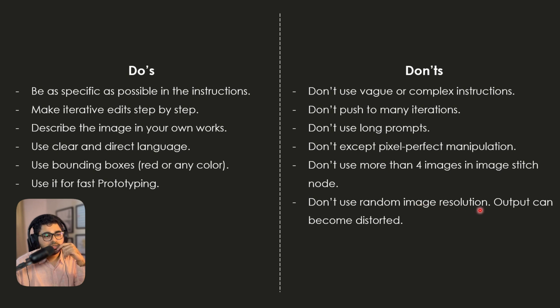Don't use random image resolution. Output will become distorted. For example, let's say you have a resolution of 1:1.5. AI does not understand that, because this model is not, like I said, going through a K-sampler or a decoding and encoding process. So it will not know the exact pixel resolution. So keep it in a resolution that it follows, which is standard 16:9, 2:3, 3:2, 9:16, 1:1.